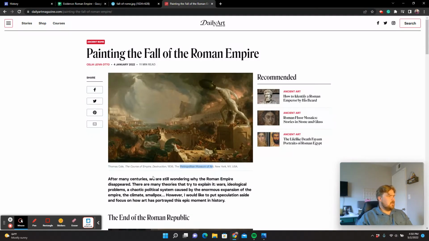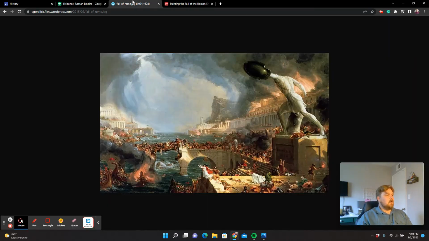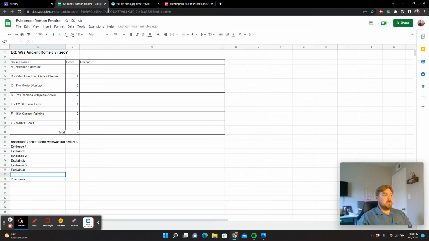But the artist who did it, Thomas Cole, painted this in the year 1836. Rome fell probably in the second century AD. So, how would someone who lived 1600 years later know exactly what happened in Rome and also how civilized Rome was? So, for me, this probably isn't the most reliable source to answer the question, was Rome civilized? So, I would probably put here, if I was doing this one, a zero.